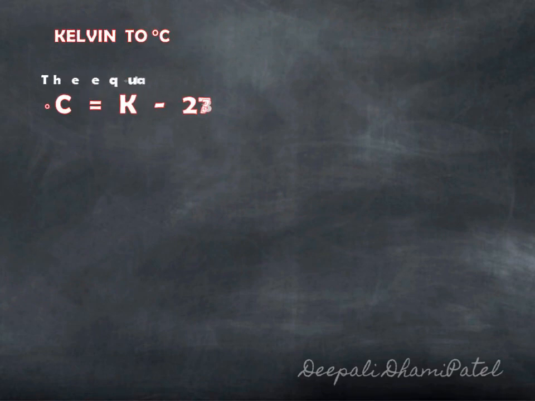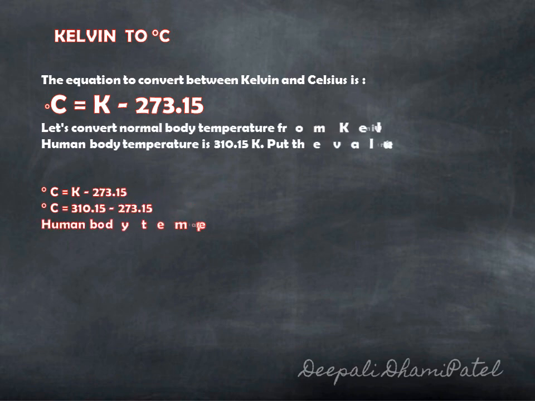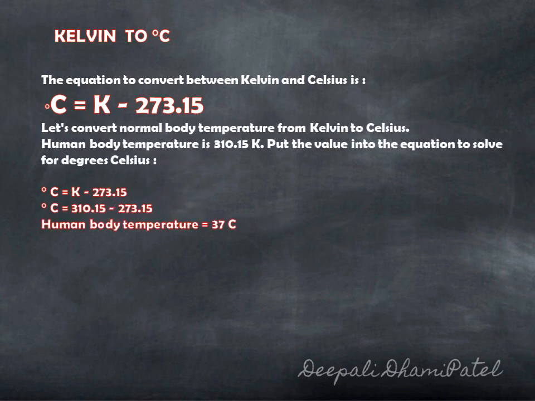Now Kelvin to degree Celsius. The equation to convert between Kelvin and Celsius is degree Celsius is equal to Kelvin minus 273.15. Let us convert normal body temperature from Kelvin to Celsius. So, degree Celsius is equal to Kelvin minus 273.15. So, degree Celsius is equal to 310.15 minus 273.15. So, human body temperature in Celsius scale will be 37 degrees Celsius.